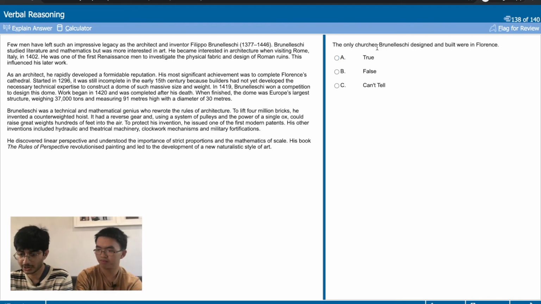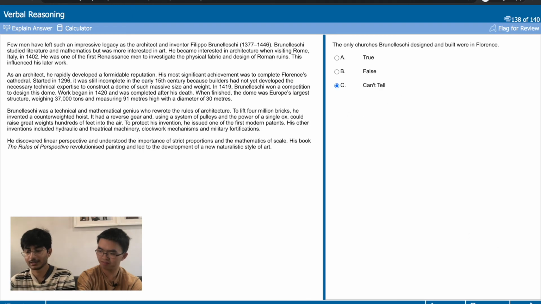The only churches, if you look at that word, Brunelleschi designed and built were in Florence. So I'm just going to look at Florence here. Second paragraph: complete Florence's cathedral. Is a cathedral a church, right? Yeah. Incomplete, and you're building a dome. You can't really tell. I'd say can't tell.